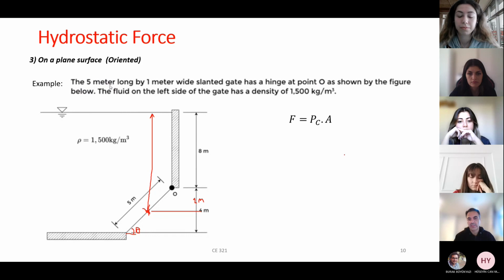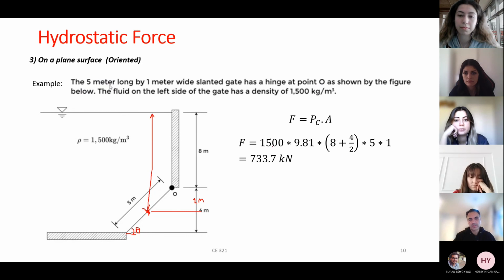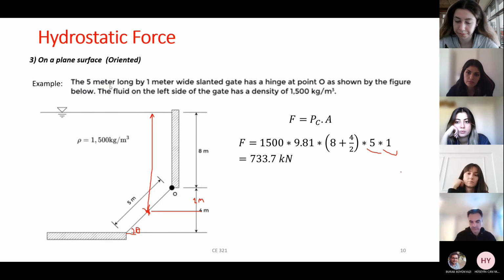And PC can easily find in that way. Rho G, rho is given, gamma equals rho G times h. H equals 8 plus 2 meter times area of the plate. Plate one side is 5 meter, the other side or width is 1 meter, and total force or resultant force could be 734 kilonewton.